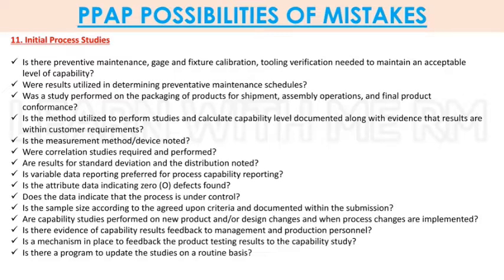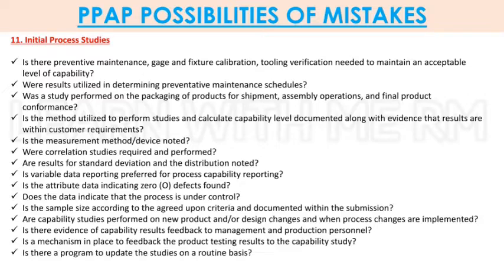Were correlation studies required and performed? Are results for standard deviation and the distribution noted? Is variable data reporting preferred for process capability reporting? Is the attribute data indicating 0 or defects found? Does the data indicate that the process is under control? Is the sample size according to the agreed upon criteria and documented within the submission?